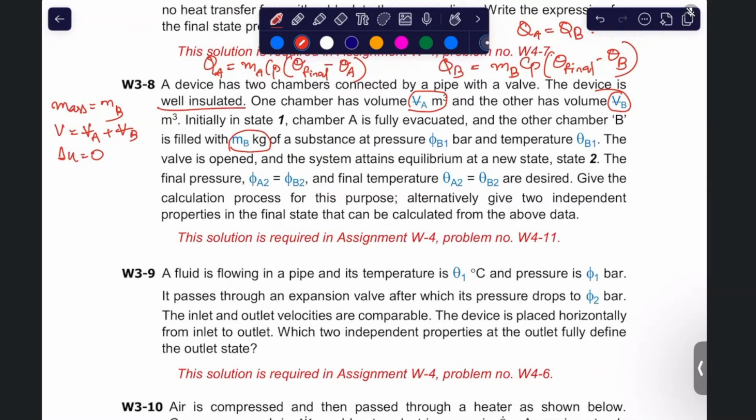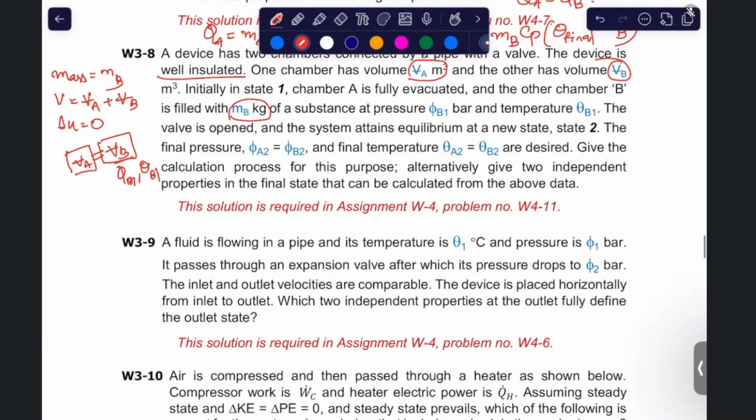One chamber has VA volume and another chamber has VB volume. Chamber A is fully evacuated and chamber B is filled with MB at pressure pB1 and temperature theta B1. The valve is opened and the system attains equilibrium at a new state, state 2. Final pressures are pA2 and pB2. Final temperatures are theta A2 equal to theta B2.